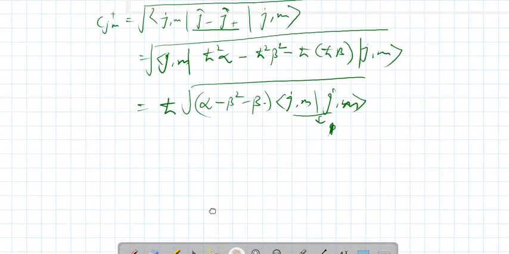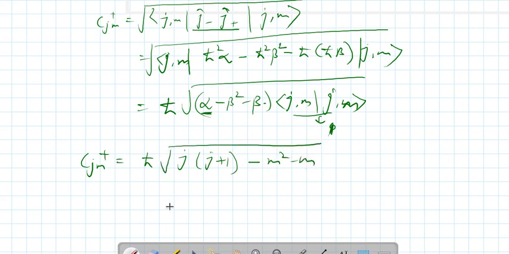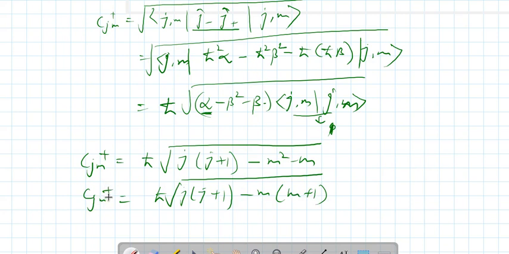So if I do this, then this can be written as C_jm plus is equal to h cross, because the value of alpha will be j into j plus 1, and here it is m square minus m, so m square plus m under the root. So it can be written as h cross j into j plus 1 minus m into m plus 1 whole under the root, and let me call this equation number 27.